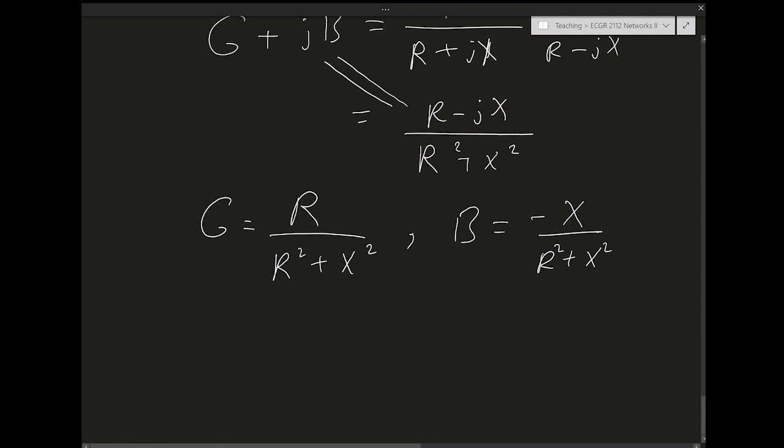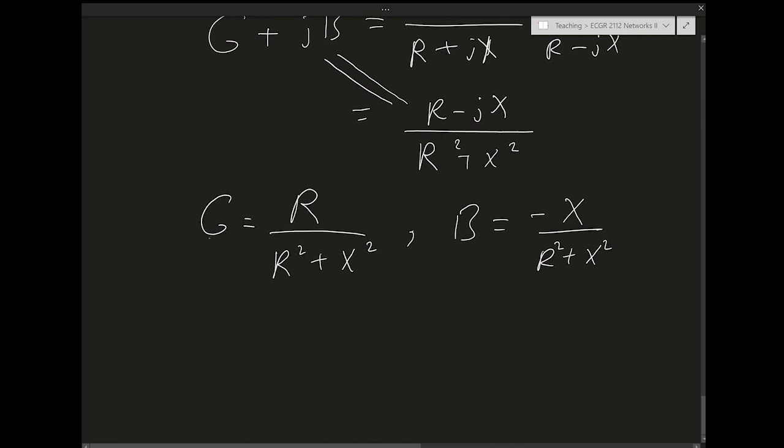Okay, so notice in general, the inverse of the resistance is not the conductance. The inverse of the resistance will be the conductance only if X is 0. So if X is 0, I end up with R over R squared, so I end up with 1 over R. Right? So for AC analysis, the inverse of the resistance is not the conductance. The conductance is actually this formula. It depends on both the resistance and the reactance. That's rather a weird fact, right?